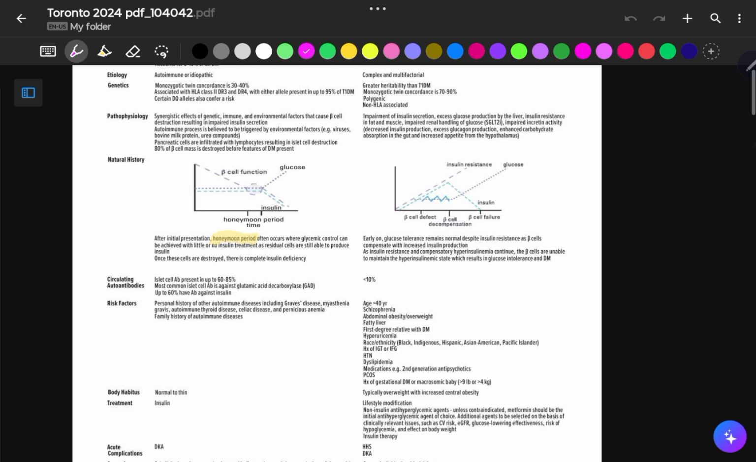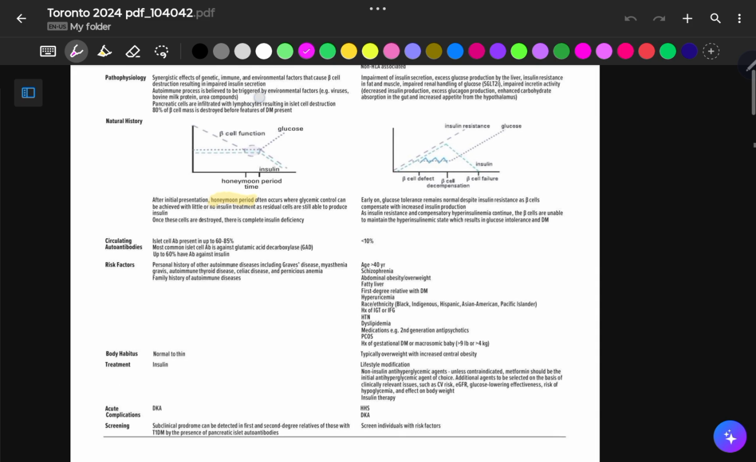Now, usually these patients are overweight with increased central obesity. And treatment of type 2 diabetes, number 1, lifestyle modification. Then you have non-insulin anti-hyperglycemic agents. So unless contraindicated, metformin should be the initial anti-hyperglycemic agent of choice. Additional agents are selected on the basis of clinical issues, such as your cardiovascular risk or eGFR or glucose lowering effectiveness. But the initial management is metformin. Then you can also give them insulin therapy.